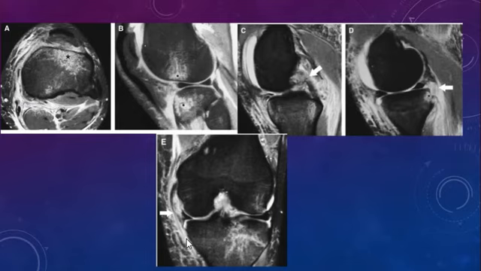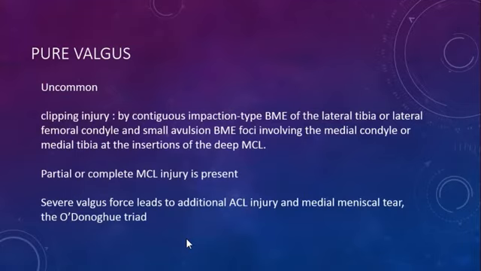Now we will get rid of the extension. We'll deal only with varus or valgus abnormality. Regarding the pure valgus abnormality, it's uncommon. You can imagine the leg is moving away from the midline. This is called clipping injury, resulting in contiguous impaction type bone marrow edema of the lateral tibia or lateral femoral condyle, and small avulsion bone marrow edema seen involving the medial condyle or medial tibia at the insertion of the deep medial collateral ligament. Can be partial or complete medial collateral ligament injury. Severe valgus will lead to additional ACL injury and medial meniscal tear, and these three injuries called the O'Donoghue triad.